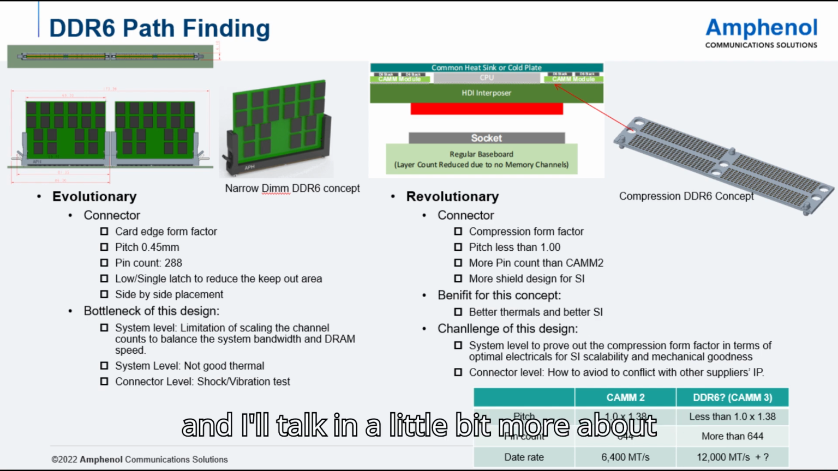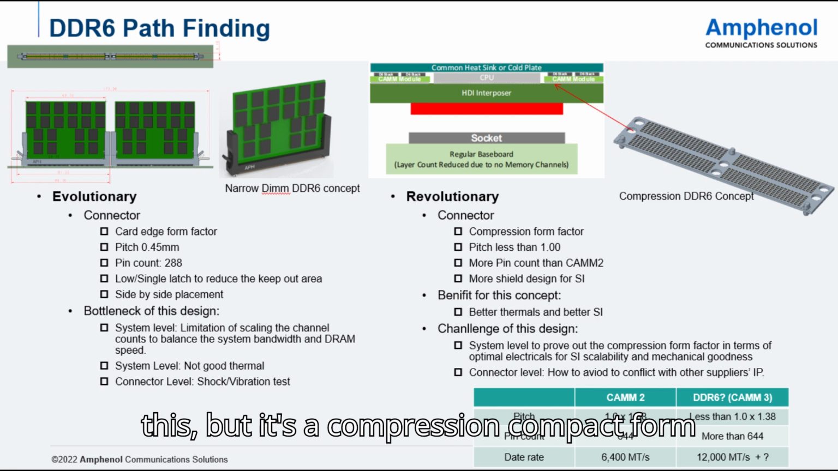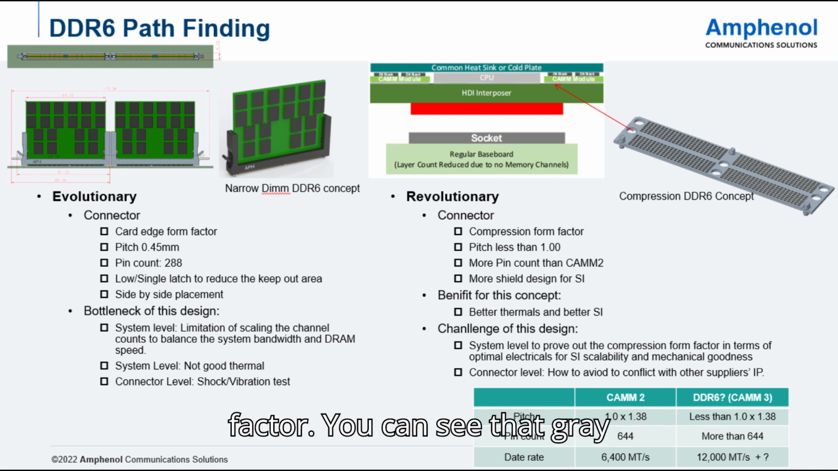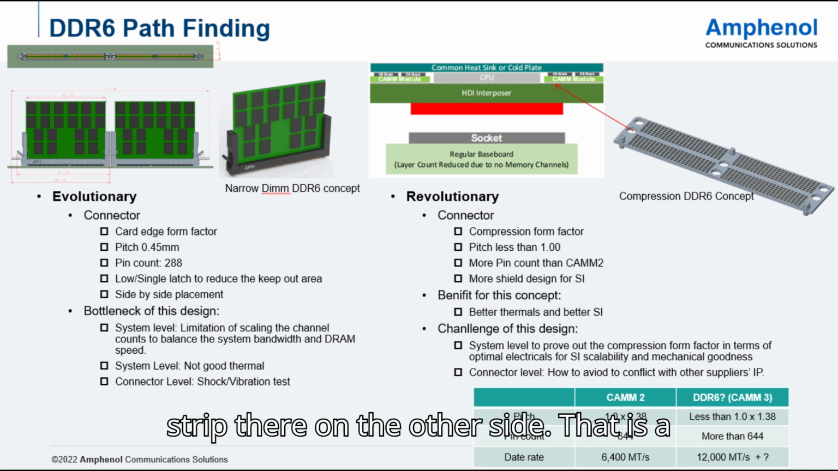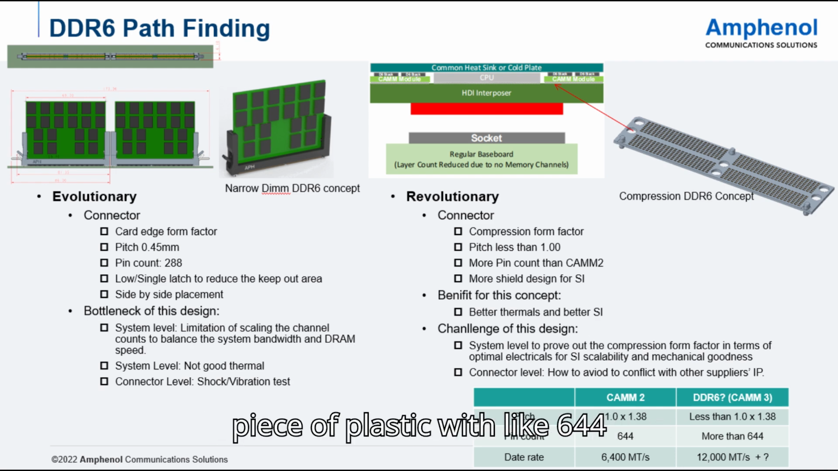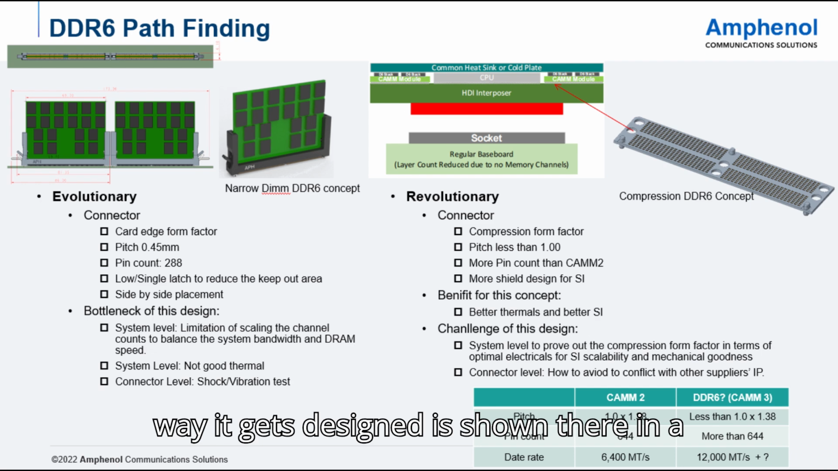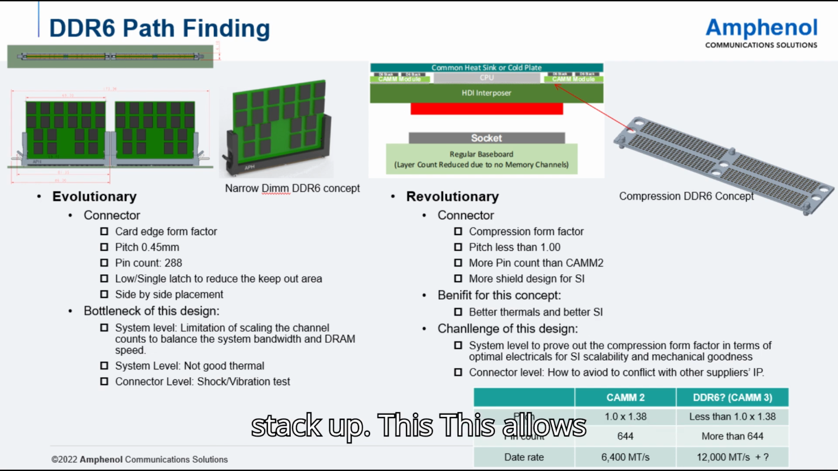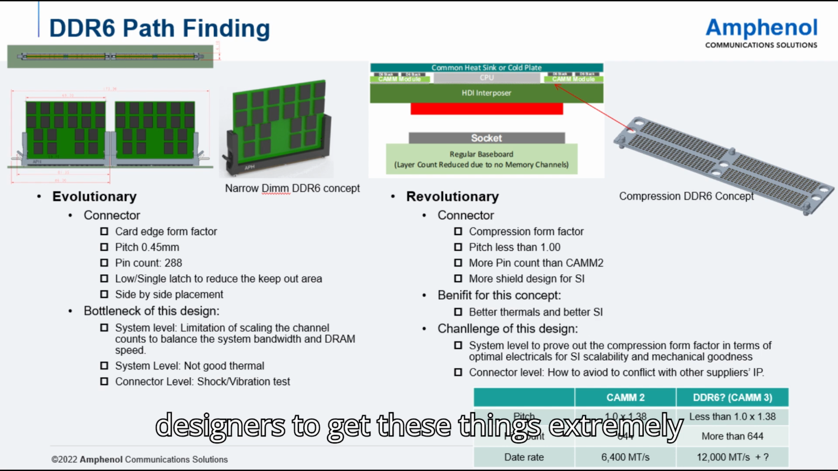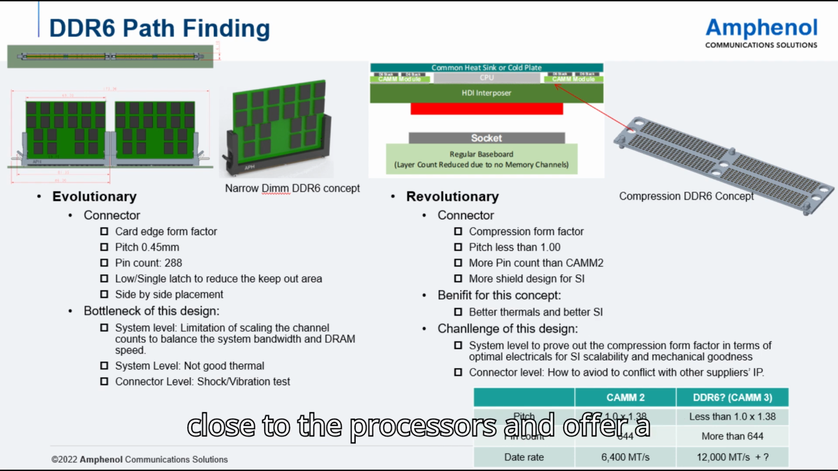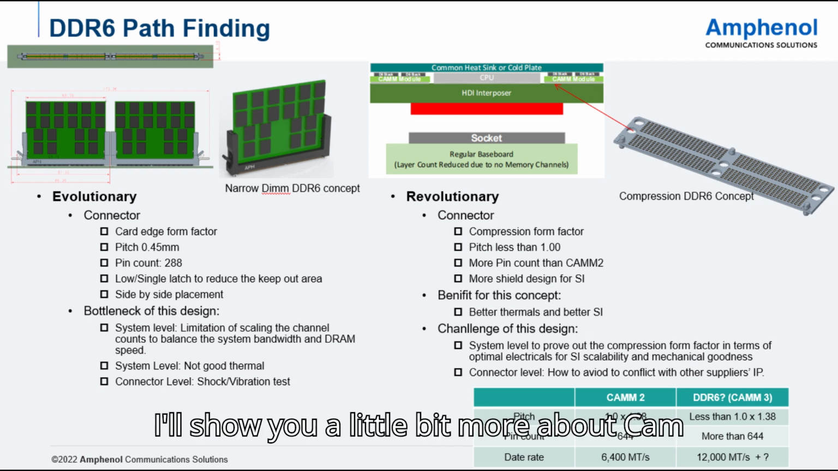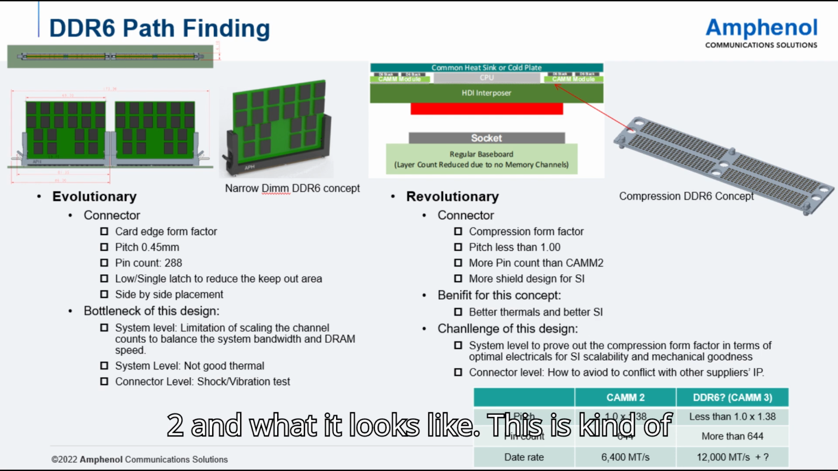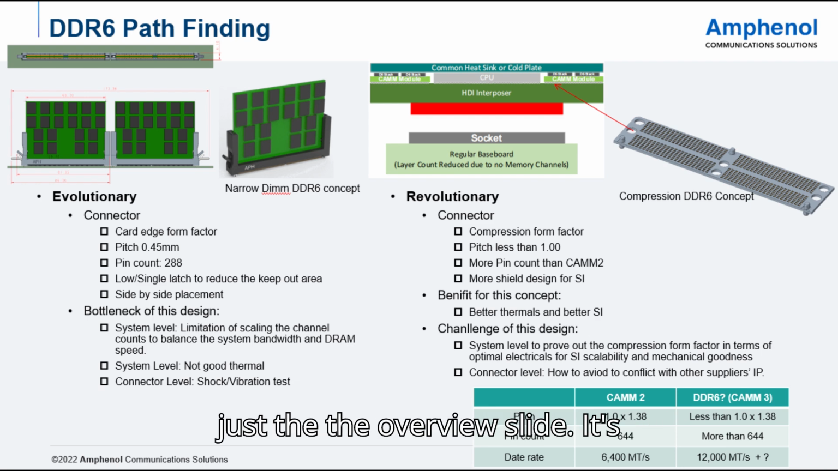I'll talk a little bit more about this, but it's a compression compact form factor. You can see that gray strip there on the other side. That is a piece of plastic with like 644 contacts in it. And the way it gets designed is shown there in a stack up. This allows designers to get these things extremely close to the processors and offer a lot of additional memory. I'll show you a little bit more about CAM2 and what it looks like. This is just the overview slide.